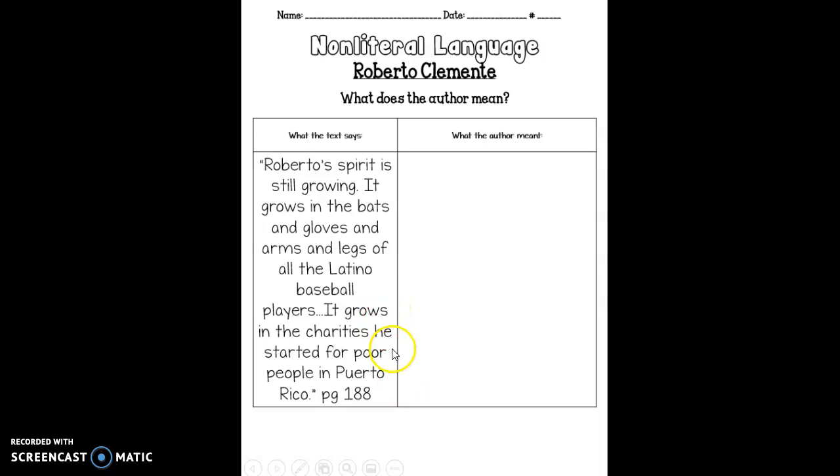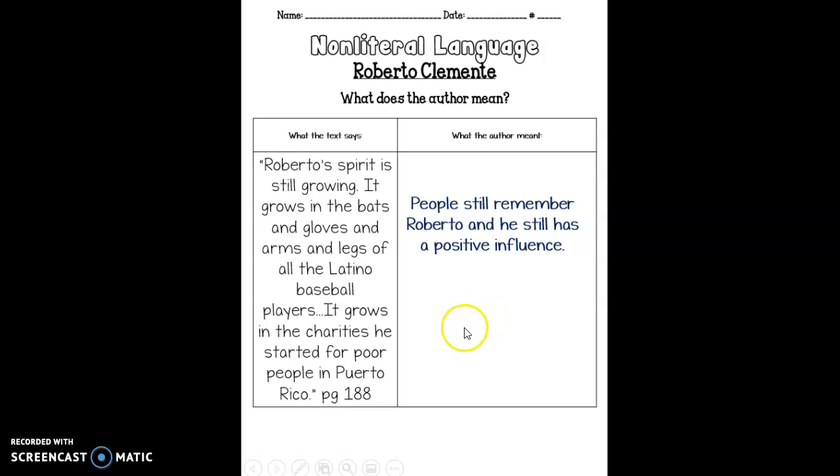In this section, it does not mean that Roberto's spirit is actually growing like a plant might grow or a person might grow. What it means is that people still remember Roberto and his memory still lives on. He still has a positive influence because as more people learn about him and the things that he did, they also believe that they can be baseball players and they can also help people. So it just means that people still remember him and he still has a positive influence. Keep practicing and reading.